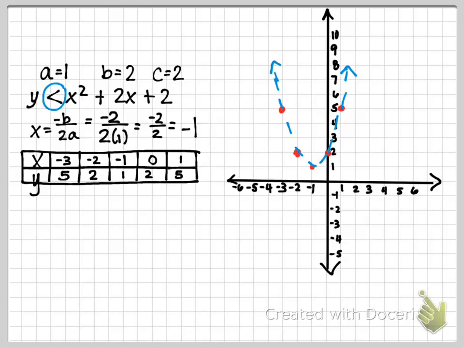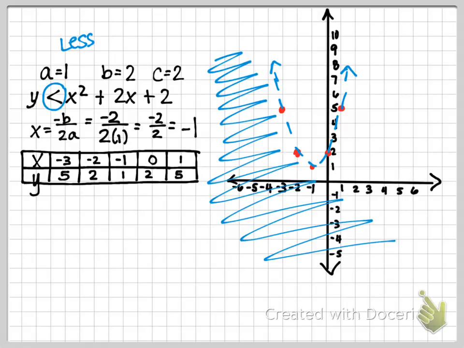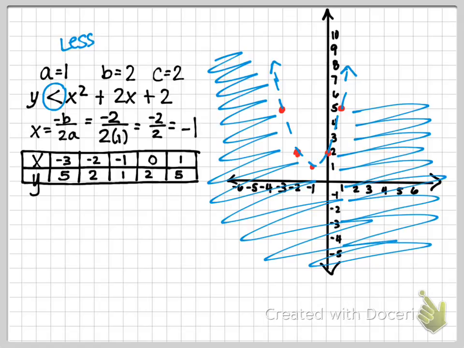Less than. Remember when I asked you that question, when you think of less than, which way do you think, up or down? Down. So in order for us to shade inside, the parabola has to be pointing down. Is our parabola pointing down? No, it's doing the opposite. So when it's the opposite, I shade outside of the parabola. So I'm going to shade everything here in the graph on the outside.